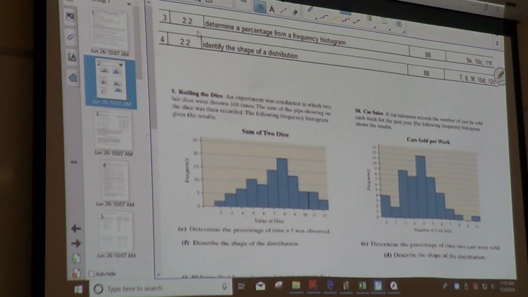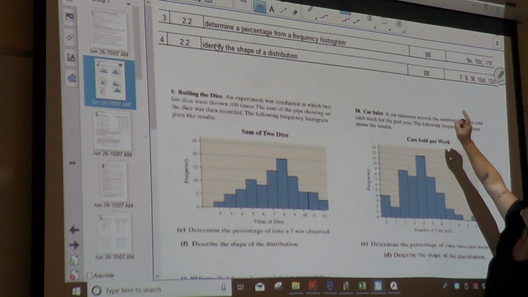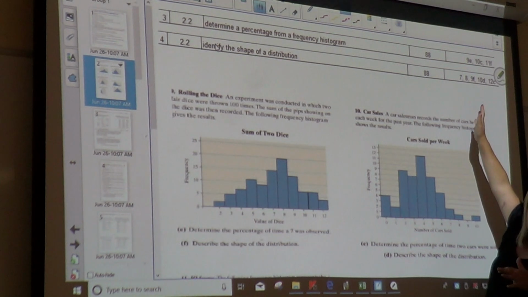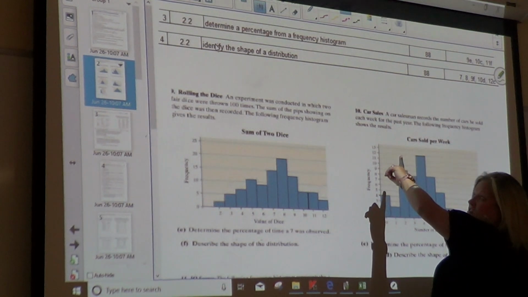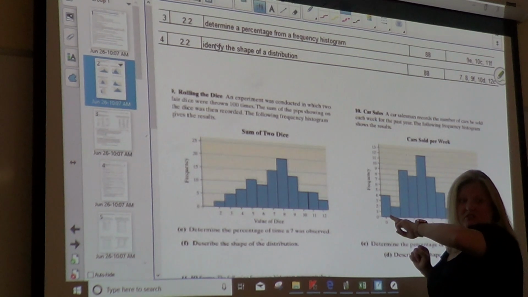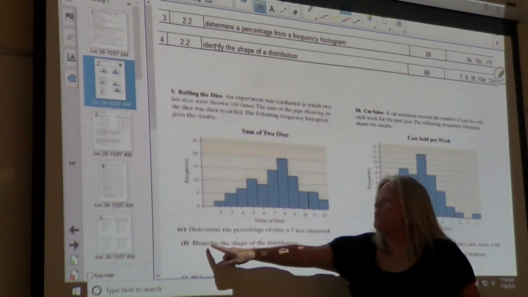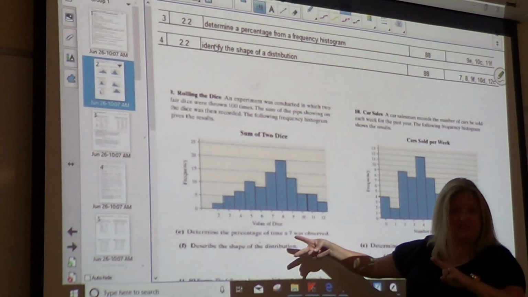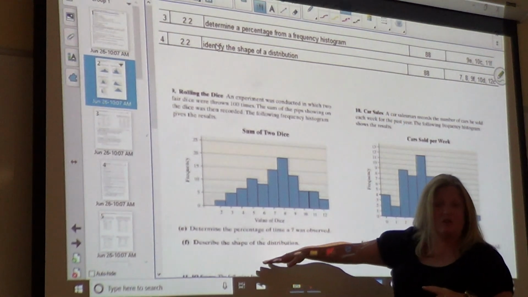Then we go to the next one. Now, for this one, see how it's 9E for 3 and 9F for 4? So I'm doing both of these problems at one time. You're going to have a problem on your test that says determine the percentage from a frequency histogram. That's going to be one question. And then another question that says identify the shape of the distribution. So down here you have one question that says determine the percentage and one question that says describe the shape of the distribution. So that is 2 different questions on your test. Does that make sense? So I'm putting up there and then down here is the question.